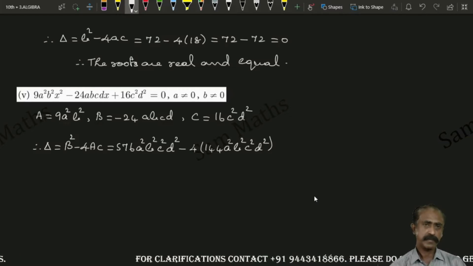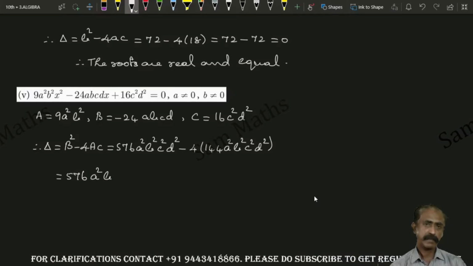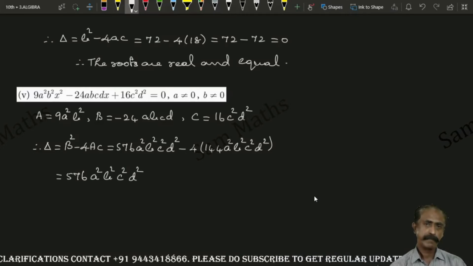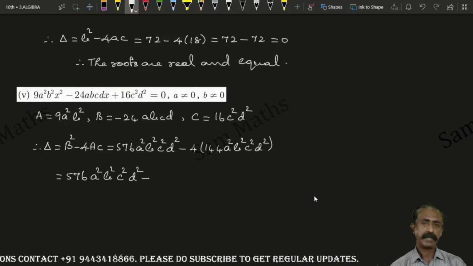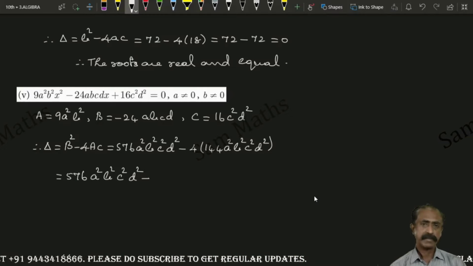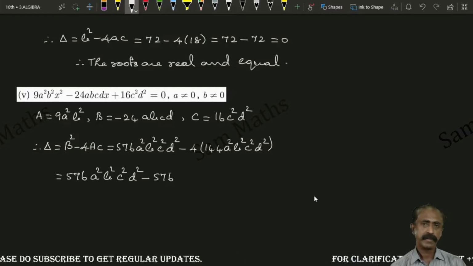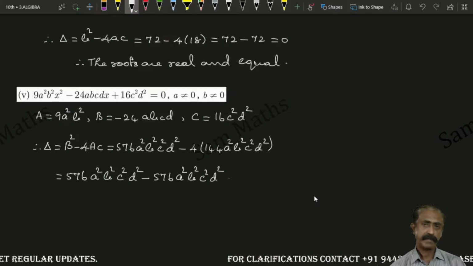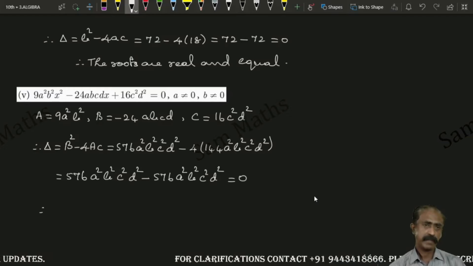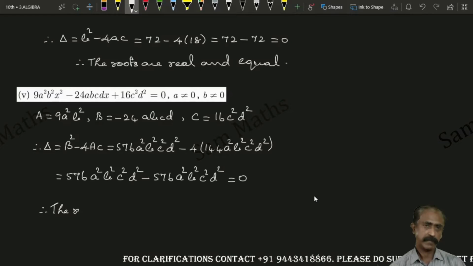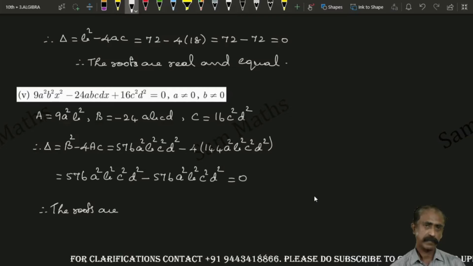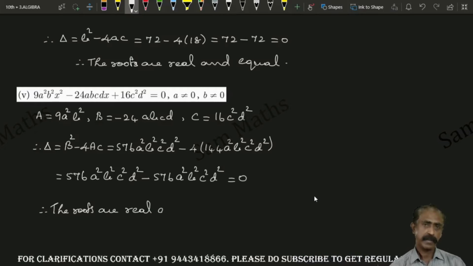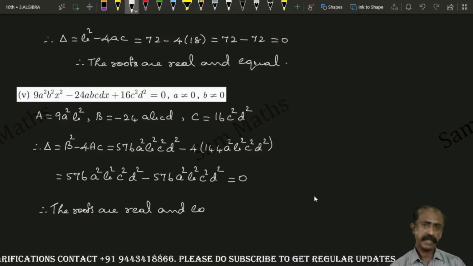This is equal to 576 a square b square c square d square, minus, we are getting 576 while multiplying 4 and 144, a square b square c square d square. Therefore, this is equal to 0. Therefore, the roots are real and equal.